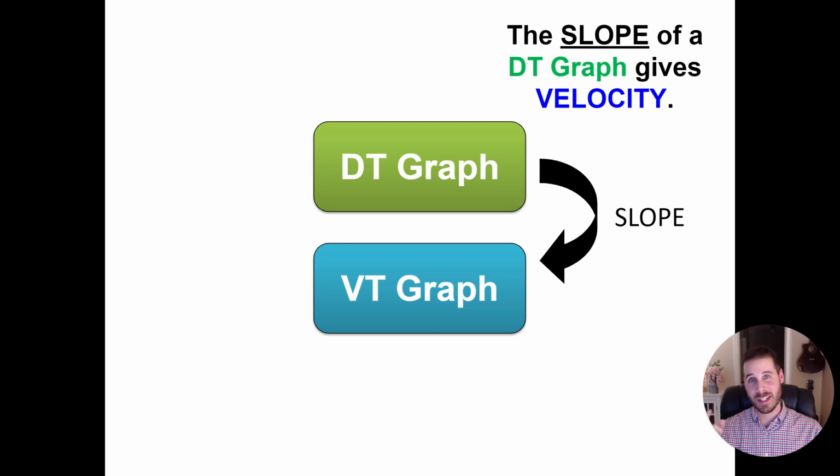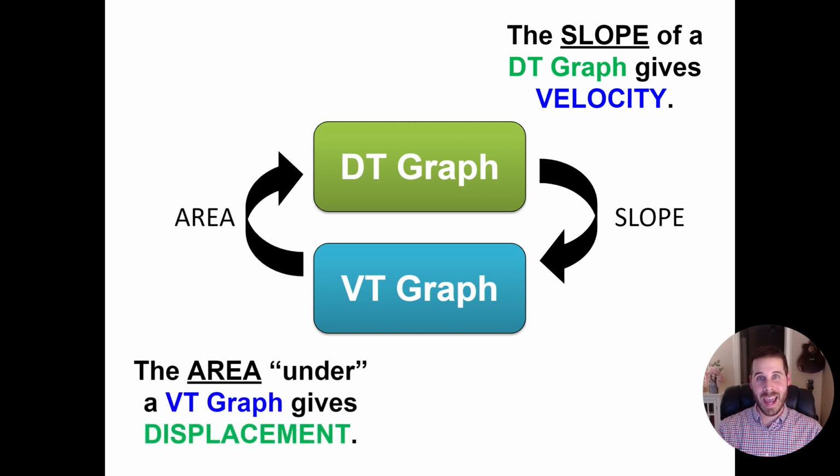Now, if instead you're presented with a VT graph and you need to figure out distance information, like how far something went, maybe its final displacement, then the trick with VT graphs that we just learned is to find the area under the curve of that VT graph, and the area under the curve will be equal to the final displacement of the object. So these are the 2 most common tricks you'll use when you're looking at motion graphs, and hopefully these are helpful to you in your physics journey.